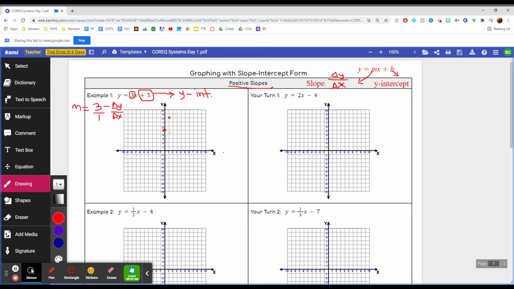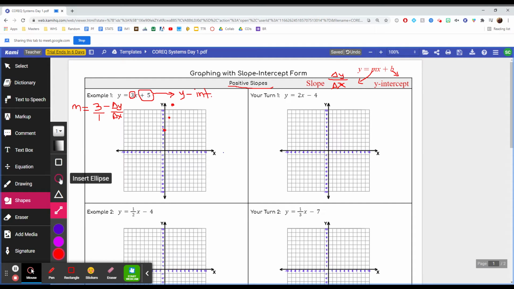And then I have to do it one more time because I always want to have at least 3 points. So 1, 2, and 3, and then I'm going to move 1 on the x-axis. Okay, so those are my 3 points. Now I'm going to use the shapes, and we have the rectangle, an ellipse or circle, and then the triangle. I want the line, so that's the one that I'm going to select. And from this point, I'm going to make sure that my line goes through all these 3 points. Okay, so that's my equation for this line.